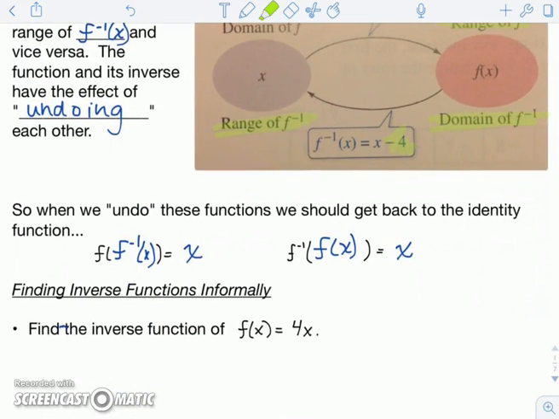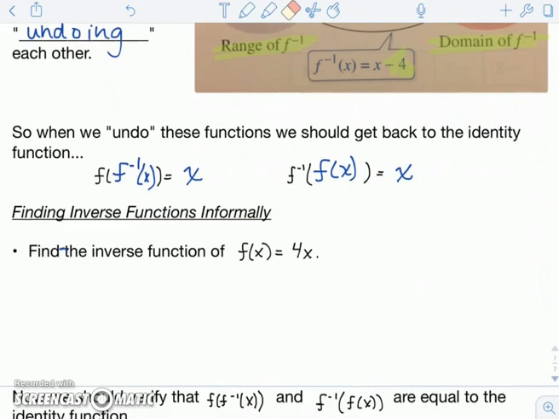So when we undo these functions, we should get back to our identity function. Our identity function is just x. If you remember 1.6, we did an example where we composed two functions and the values were equal, they were both x. That isn't always the case, but if it happens, they are inverses. So this will only happen if the two functions are inverses. Knowing this quality, we're going to use that to prove when we have inverses, or disprove that they aren't inverses. Just informally, we can use our prior knowledge to come up with an inverse.